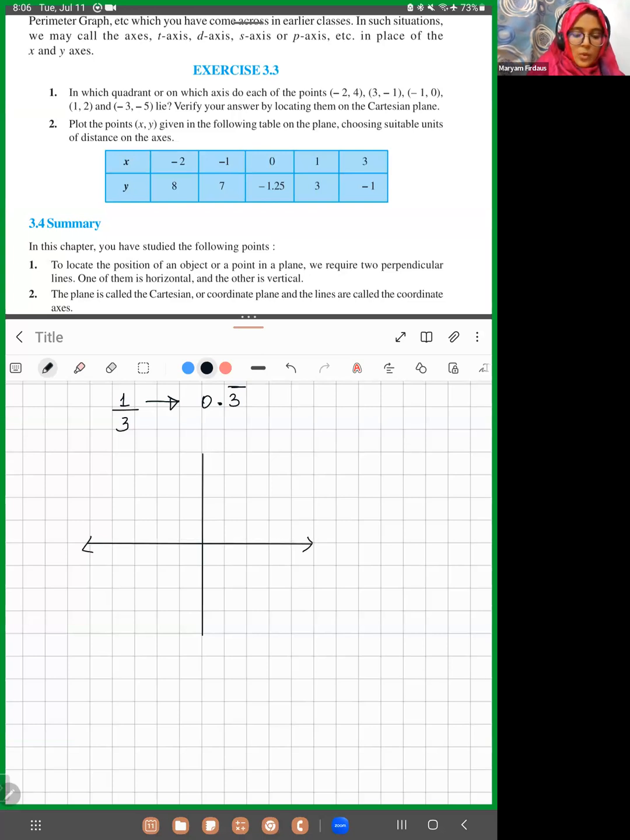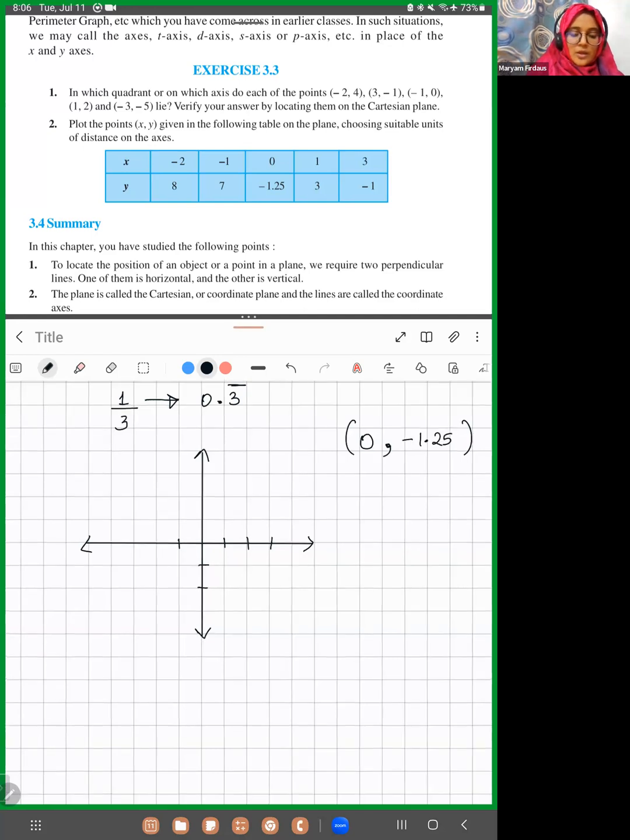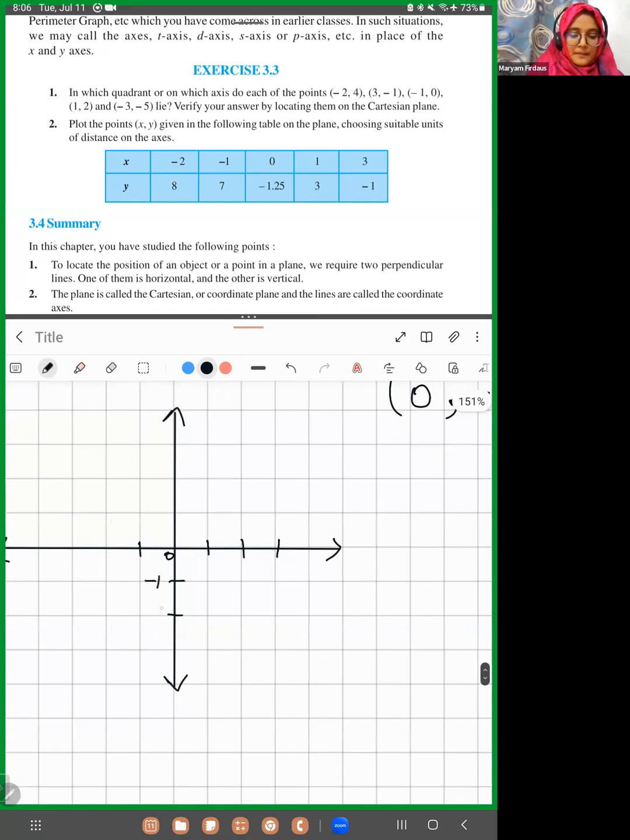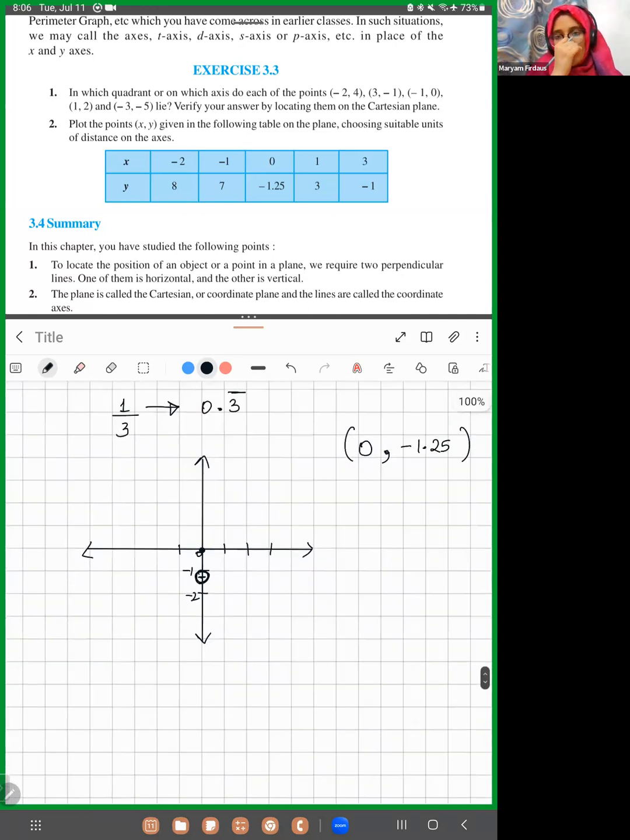What is the point that it says? What is the x coordinate of that point? 0. And the y is given as negative 1.25. So let's call this 1, 2, 3, negative 1, negative 2. So 0 and negative 1.25, it's going to be over here. So this is our required point. That's how you're going to plot it.